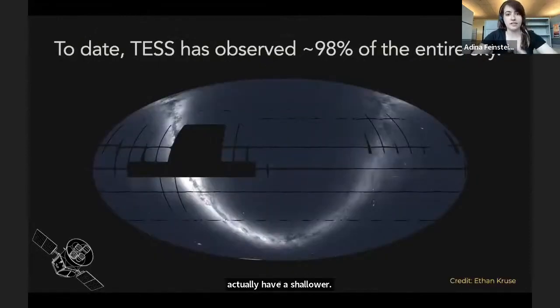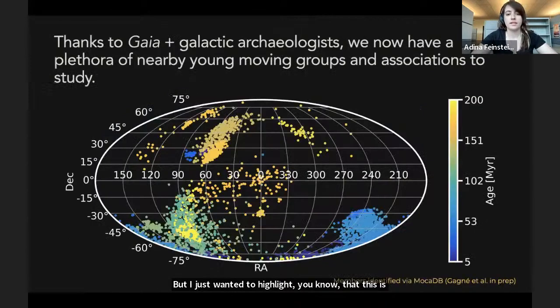And so this is awesome. So we have the Transiting Exoplanet Survey Satellite, which has observed about 98% of the sky so far. This is a slightly outdated image of what TESS has seen, but I just wanted to highlight that this has really unlocked a huge population of stars that we can now study that we weren't able to with Kepler and K2. And so thanks to TESS's all-sky view and Gaia, and those of you who study galactic archaeology and nearby young moving groups and associations, we now have a lot of different samples that we can draw from.